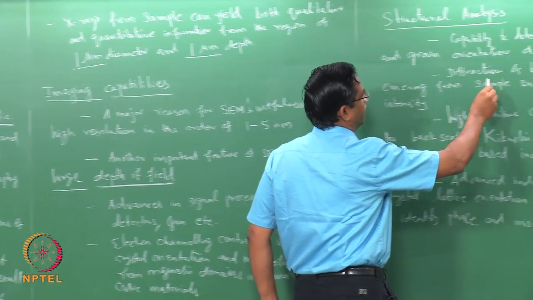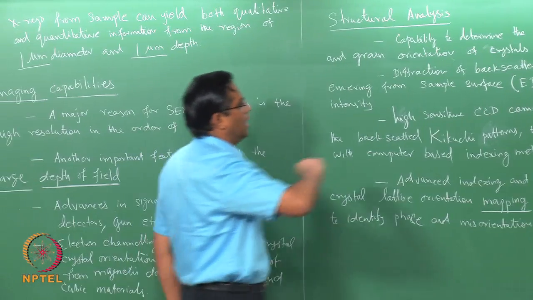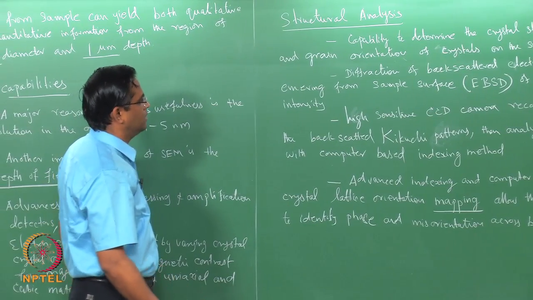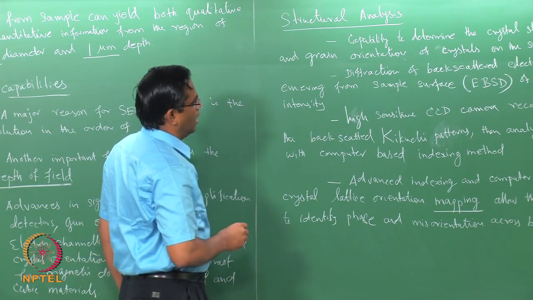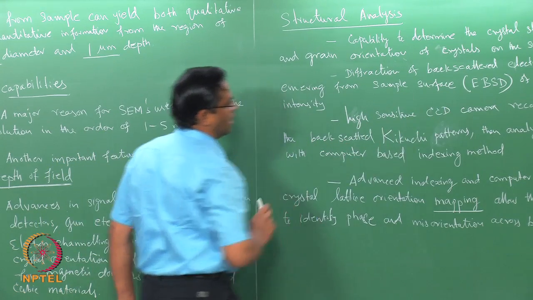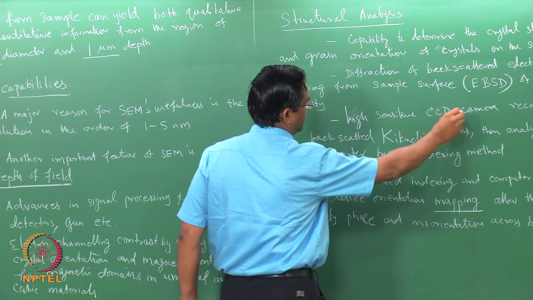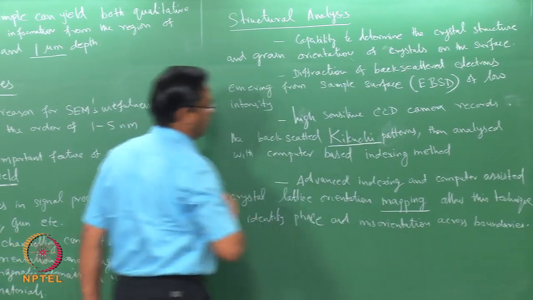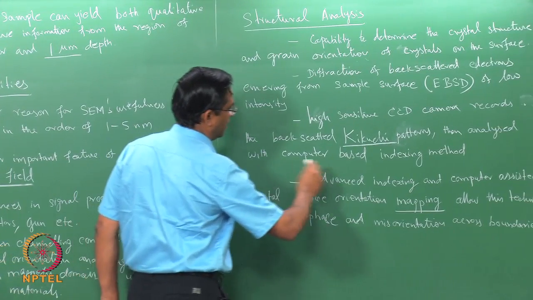And then the diffraction of the backscattered electrons emerging from the sample surface, electron backscattered diffraction, EBSD, with a low intensity, also enables this capability. And since it is a low intensity, we have a very highly sensitive CCD camera recording. This charge coupled device camera records the so called Kikuchi pattern, which is nothing but this signal, and it is analyzed with a computer based indexing method.